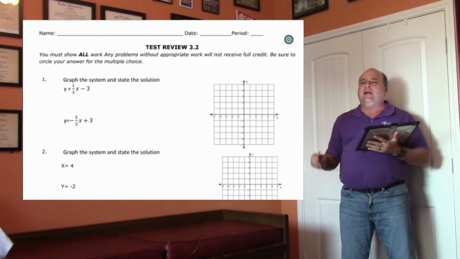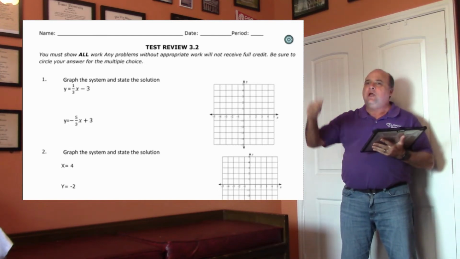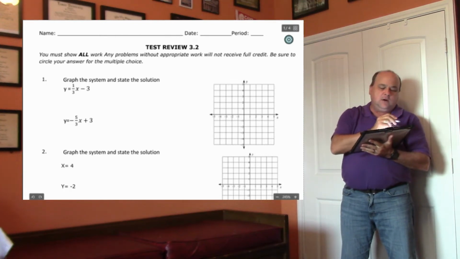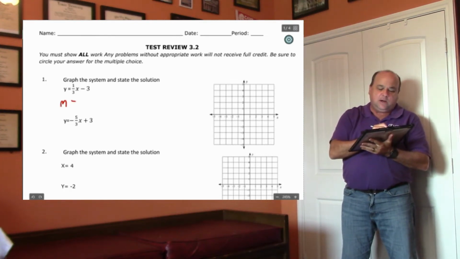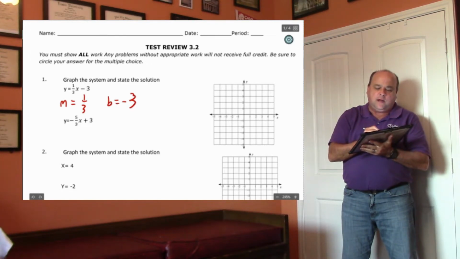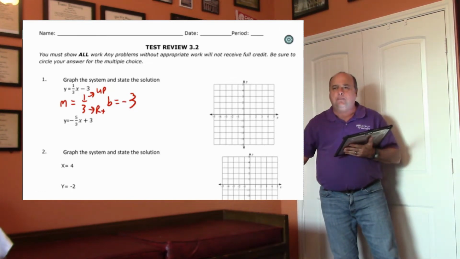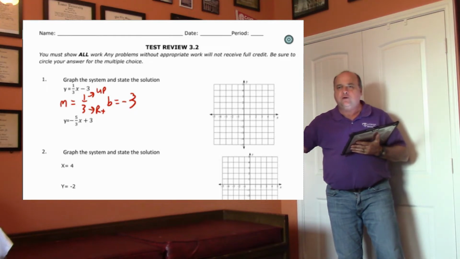There's going to be a lot of graphing on this, so it's pretty simple to graph. You graph the y-intercept, then you do the slope. So in this problem here, let's identify our m and our b. Our m is 1 over 3, and our b is equal to negative 3. The m tells us to go up and to the right, doesn't it? Your slope tells you to go up or down to the right.